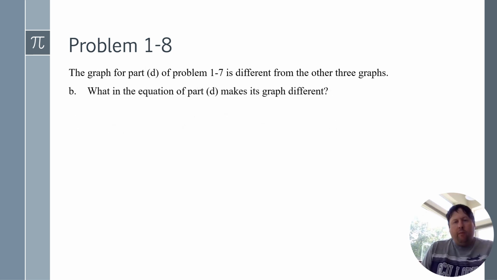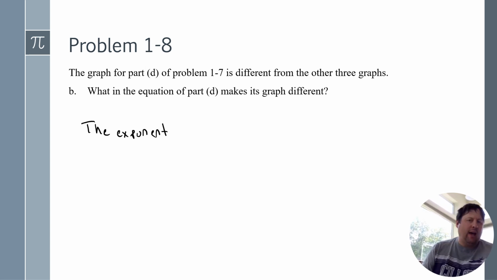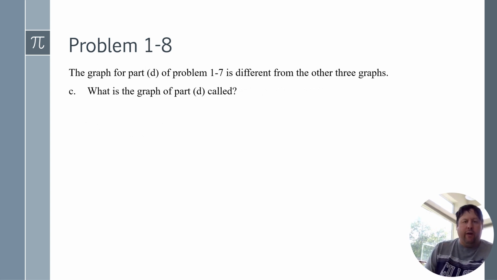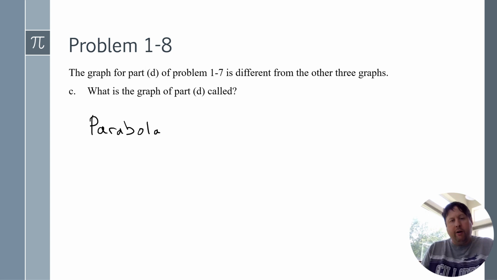What in the equation of part D makes its graph different? Well, it had that weird thing in the power, which we call the exponent. None of the other equations had an exponent with x. This one did, so it changed the way the graph looked. In part C, what is the graph of part D called? We call it a parabola. That should be something we've remembered from Algebra 1, a parabola.